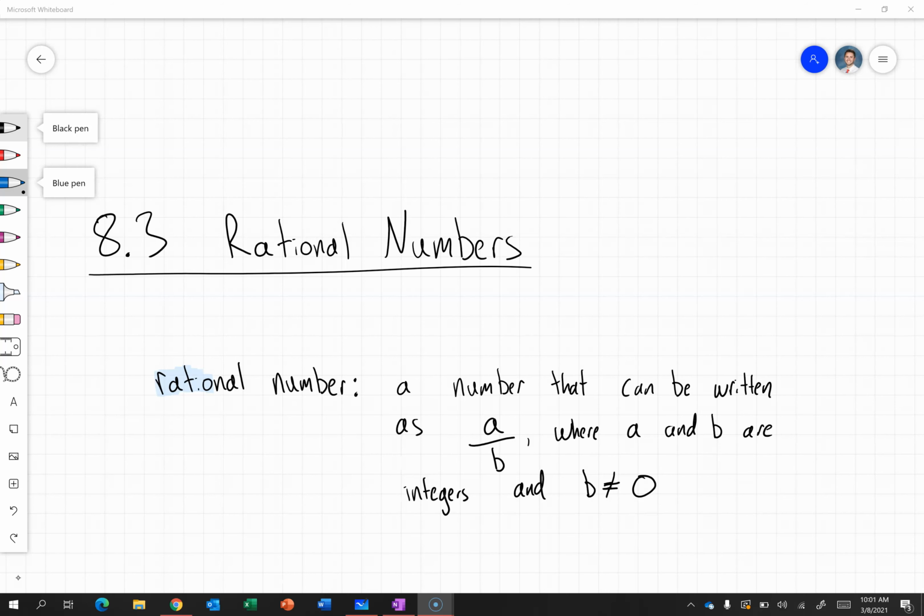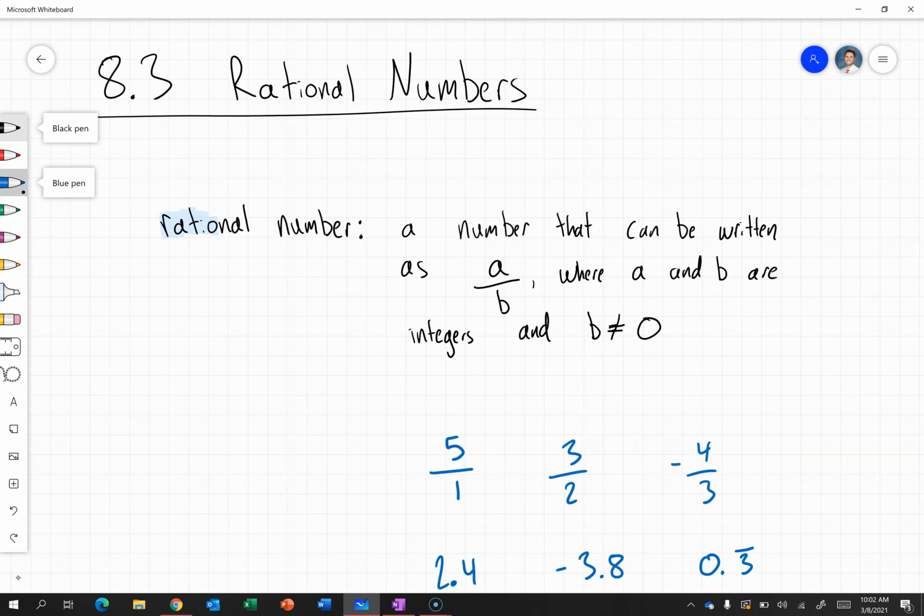But what we also can add in are fractions and decimals that are positive and negative. So for example, we have 3 over 2. Okay, 3 over 2 could also be written as 1.5. But because it can be written in this form, 3 over 2, where a, that's here, is an integer, and b is an integer, then this is a rational number. Okay, another example here is negative 4 thirds. Again, negative 4 is an integer and 3 is an integer, so this would be a rational number.